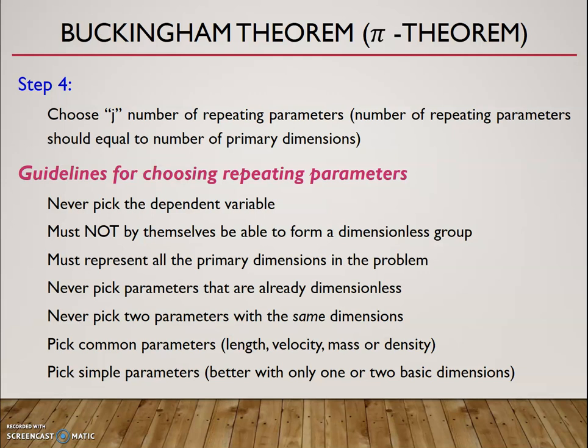Also try to pick commonly used repeating parameters. Generally in fluid mechanics, length, velocity, mass or density are used as repeating parameters. So whenever possible, select those parameters. Also, it is better to select simple parameters with 1 or 2 basic dimensions rather than complex parameters. For example, it's good to select velocity or acceleration as a repeating parameter rather than pressure or force. So these are the guidelines to be followed to select repeating parameters.